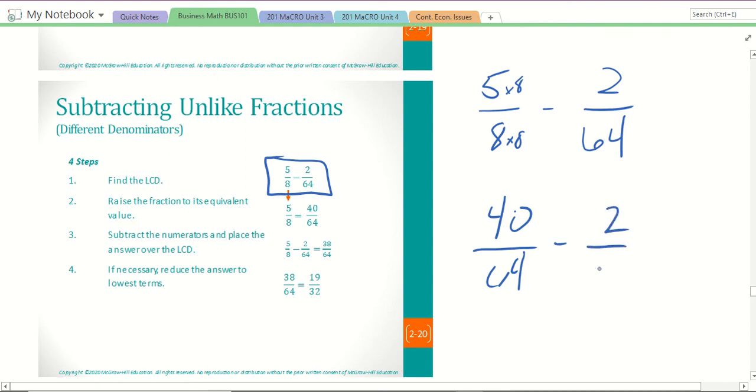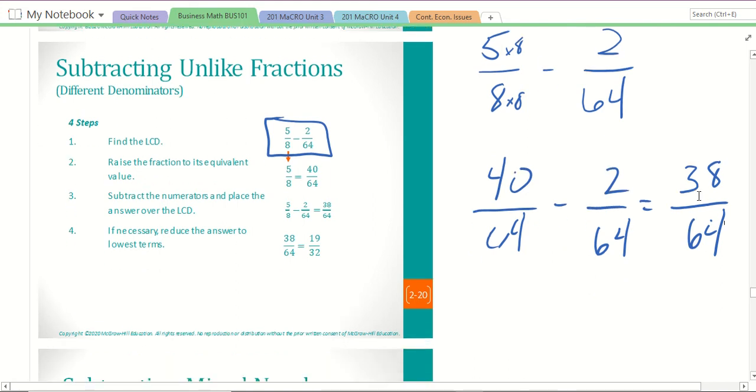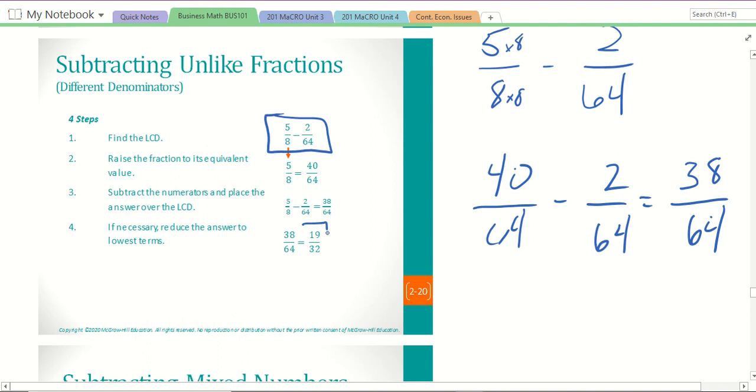So now we can do this, and this gives us 38 over 64, which can be reduced, right, by 2 is the number that goes in there. We can't find anything else. So 2 goes into 38 19 times, and into 64 32 times. And that's our final answer. This is also correct, but if it asks you to reduce it, you have to reduce it to the lowest terms, right?